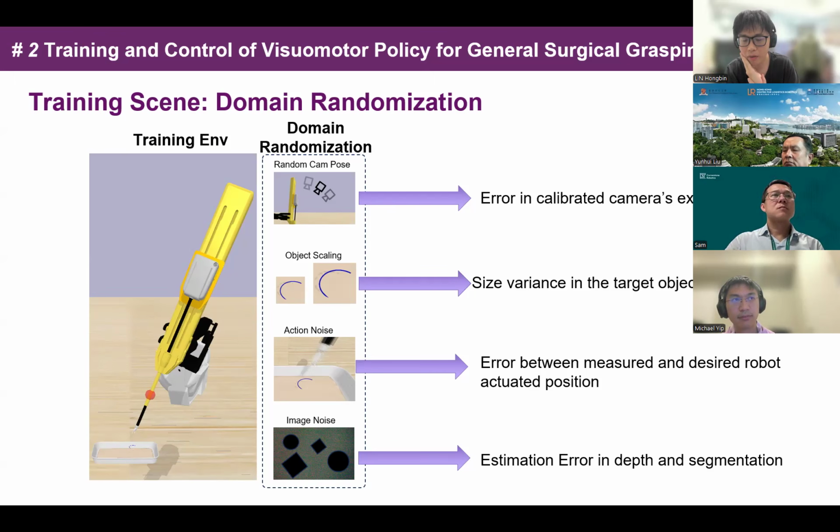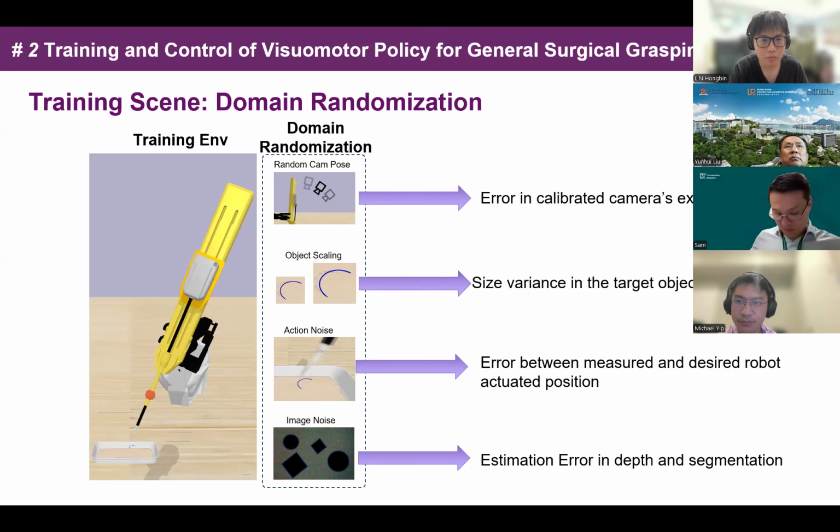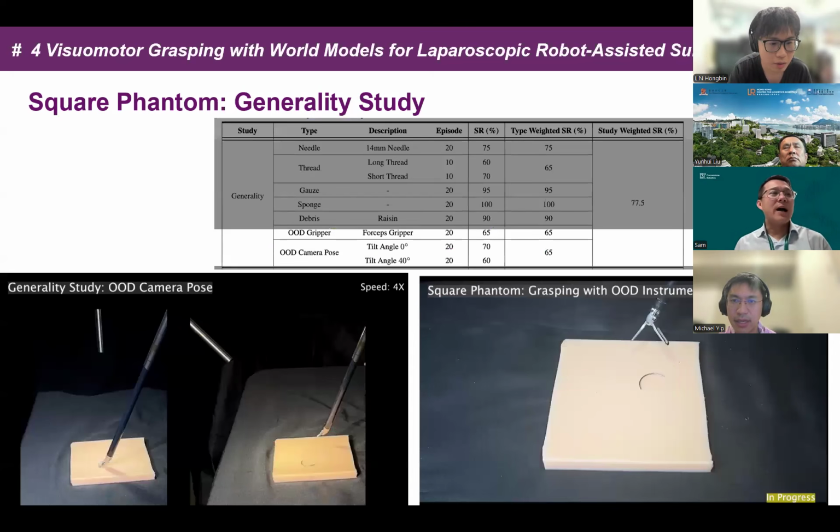Okay. Yeah. So I was just looking at some of the success rates that you were showing. I think especially on the ones that require precision, like needle grasping, you're looking at a 70% success rate. Is that about right? Yeah, let me switch to that slide. Oh yeah, go ahead, Sam.